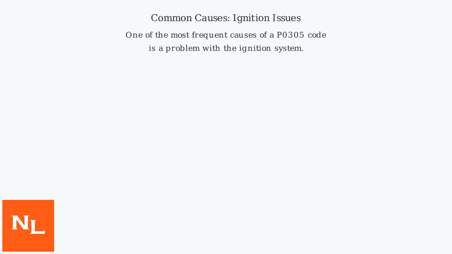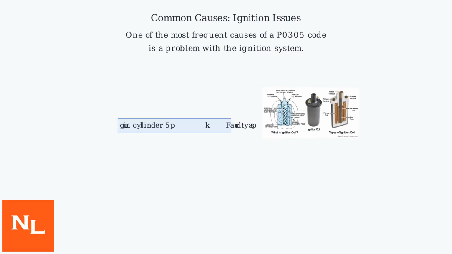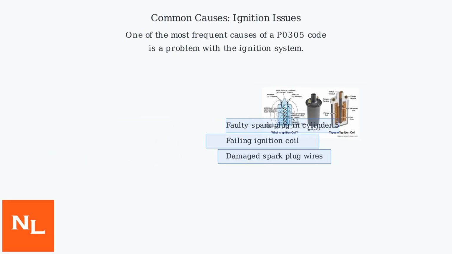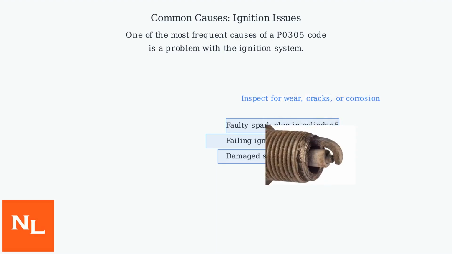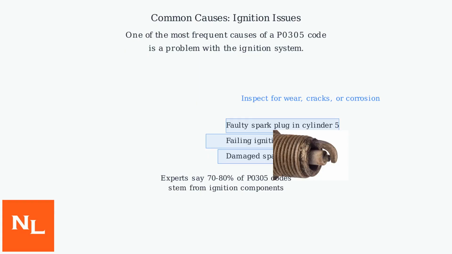One of the most frequent causes of a P0305 code is a problem with the ignition system. This includes a faulty spark plug in cylinder 5, a failing ignition coil responsible for delivering the spark, or damaged spark plug wires. Inspect these components for wear, cracks, or corrosion. Remember that experts say 70 to 80% of P0305 codes stem from ignition components.